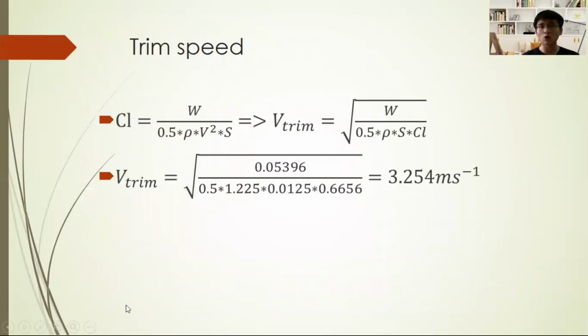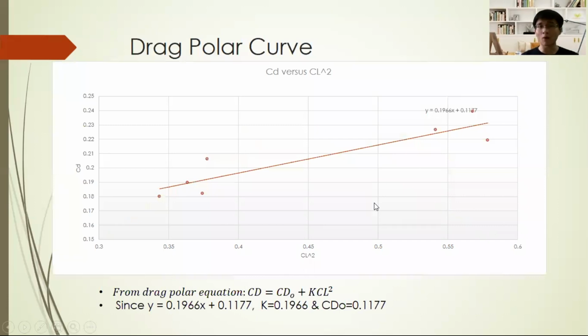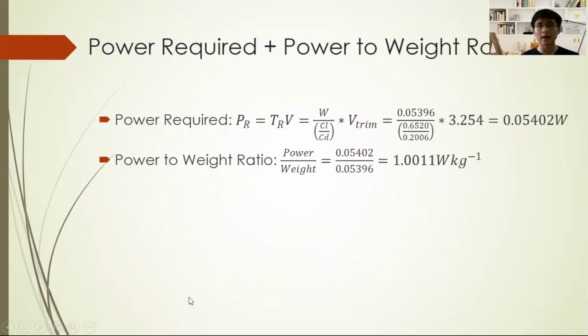And after that, I did some trim speed calculation for my paper plane. So here is the value I get from this equation, which is from the flight mechanics textbook. After that, this is the drag polar curve. I plotted it using CD, drag coefficient, versus CL squared, lift coefficient squared. So I get the drag polar equation from this graph. After that, I calculated the power required and the power to weight ratio of my paper plane.